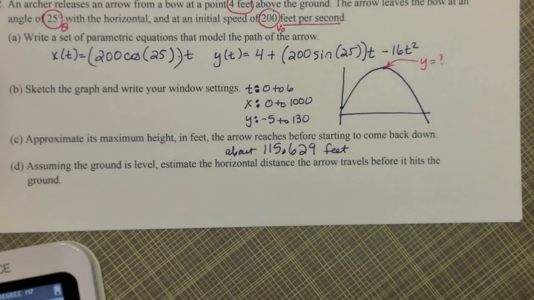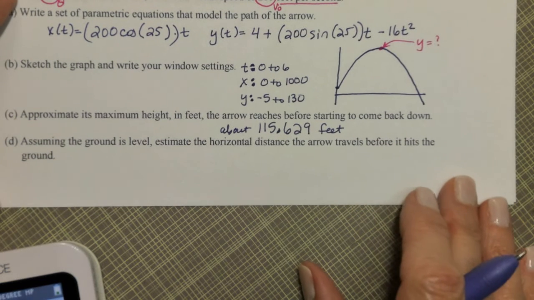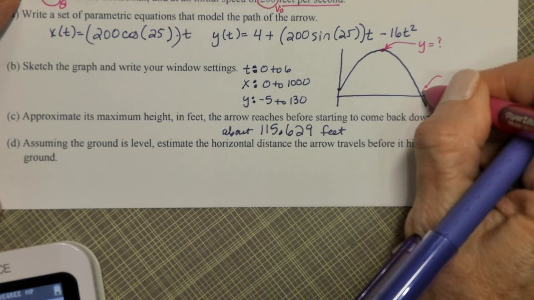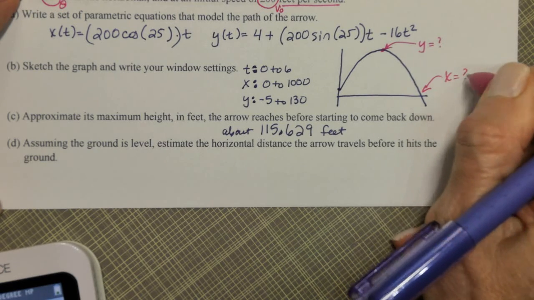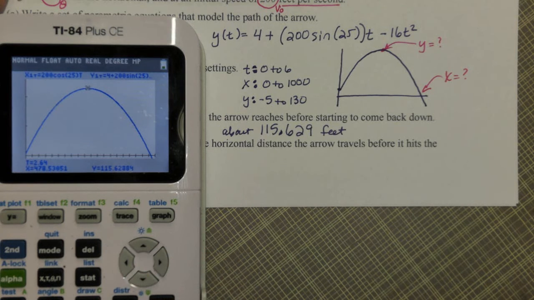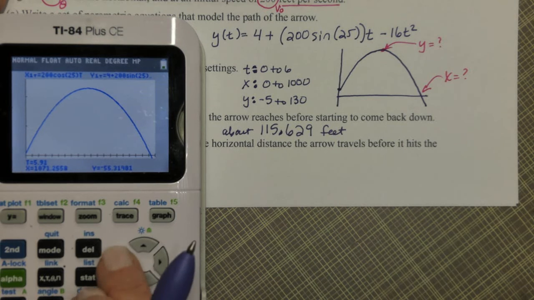Assuming the ground is level, estimate the horizontal distance the arrow travels before it hits the ground. So we just want the x coordinate there. So back to my calculator. I'm still tracing, so I'm going to do 6, enter. It took me off the graph, but I expected that, so I'm going to the left, still on the curve.